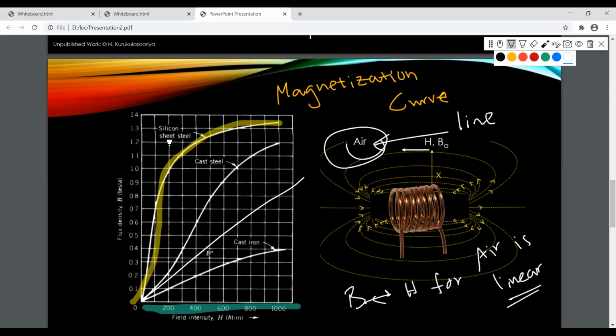For other materials like sheet steel and cast steel, the BH relationship for most of these other materials is not linear, in other words, non-linear. So they are not going to be lines.